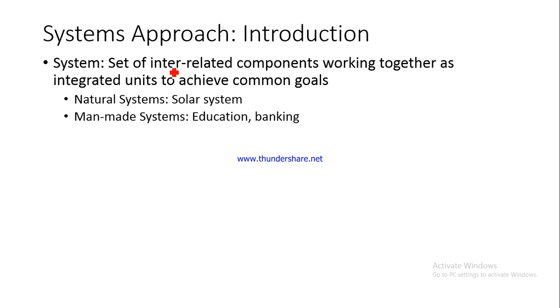Let me underline some important aspects for you. The interrelated components, which means the components are related with each other, they are dependent on each other as well, and they work together. If they don't work together, it is not going to be of great use. They have to work together as one single integrated unit. Then only the system goal would be achieved.